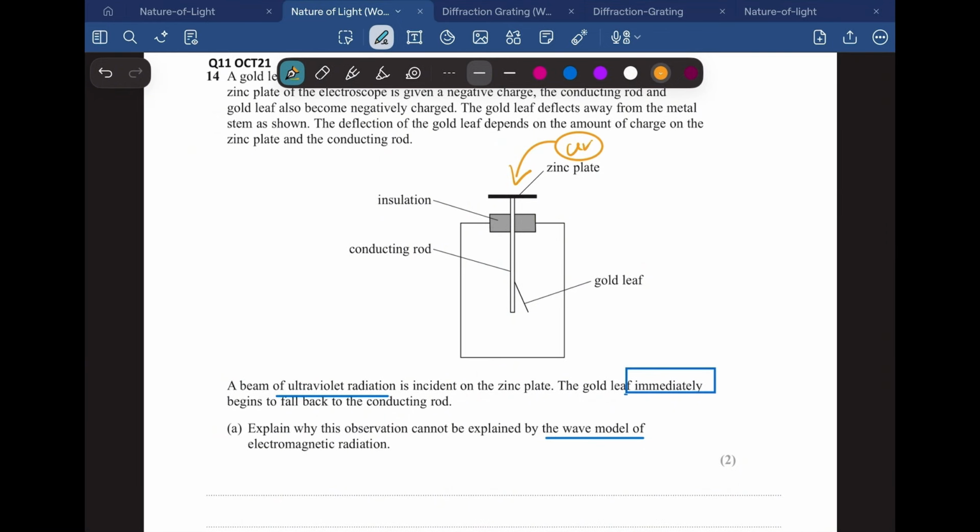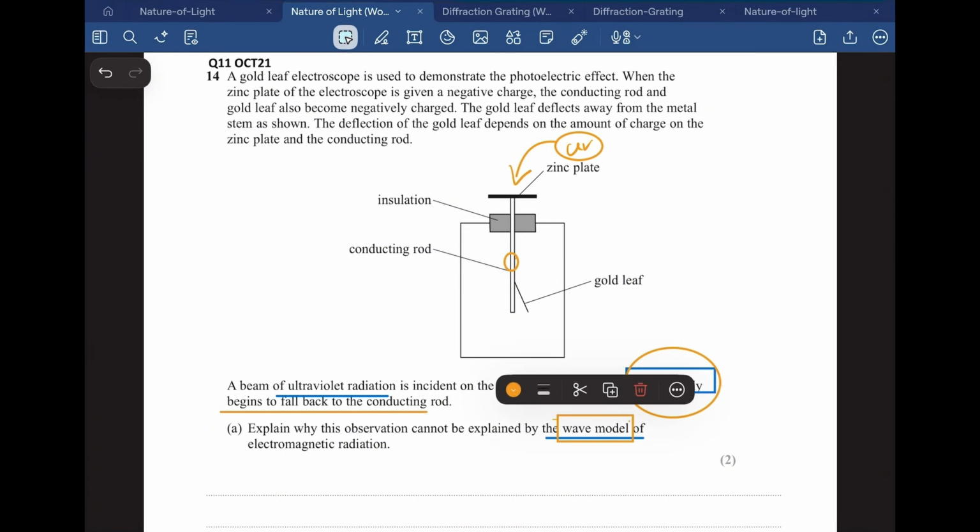we know that the UV radiation will emit photoelectrons from the zinc plate, right? And immediately, as electrons are removed, the plate becomes less negatively charged, so the gold leaf will come back to the conducting rod. So it says the gold leaf begins to fall back to the conducting rod. Everything was fine till now, but the question says the wave model. Now you have learned about the photoelectric effect. What about the wave model?